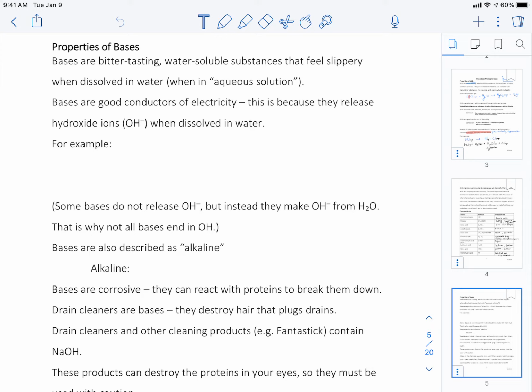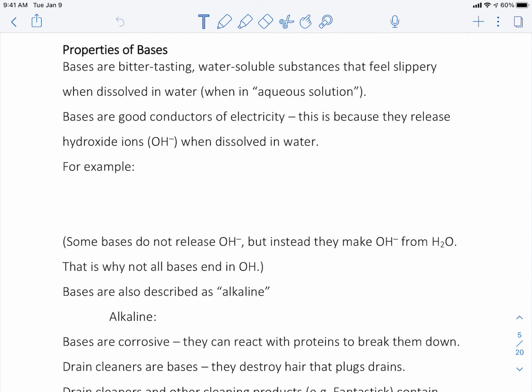Hello everybody, today we are going to be talking about bases in our second lesson from this third booklet on chemistry. So bases are the opposite of an acid. They react with acids aggressively, and they are considered sort of the opposite because they act on a different molecular ion. So bases are bitter tasting, water soluble substances that feel slippery when dissolved in water.